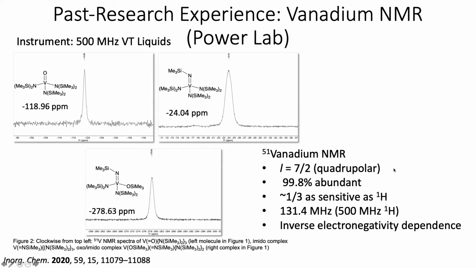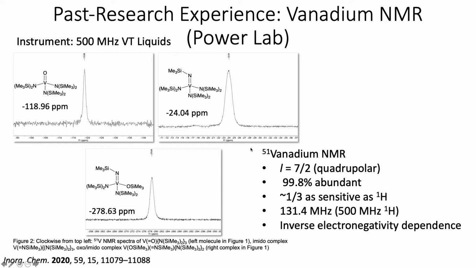Now, interestingly about vanadium NMR, even though the spin is 7/2, meaning that it's quadrupolar, the overall line broadening, because of that quadrupolar effect, is not that strong. So you actually can get reasonable peak widths out.